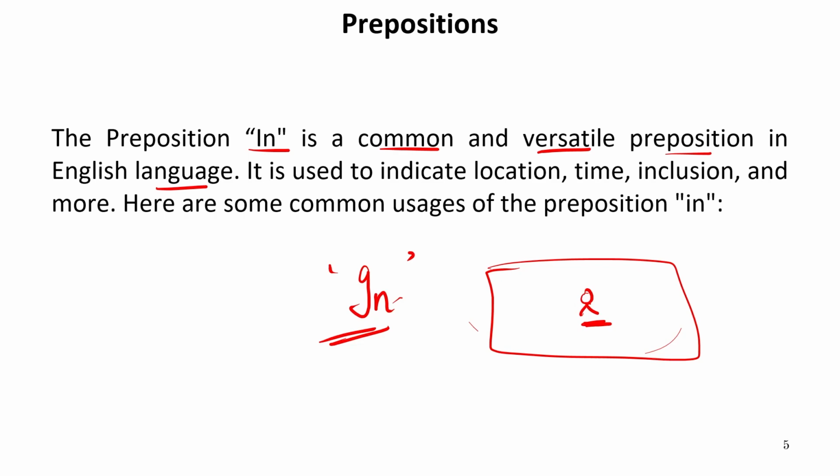So let's begin the session. It is used to indicate location, time, inclusion, and more. Here are some common usages of the preposition in. So let's begin.